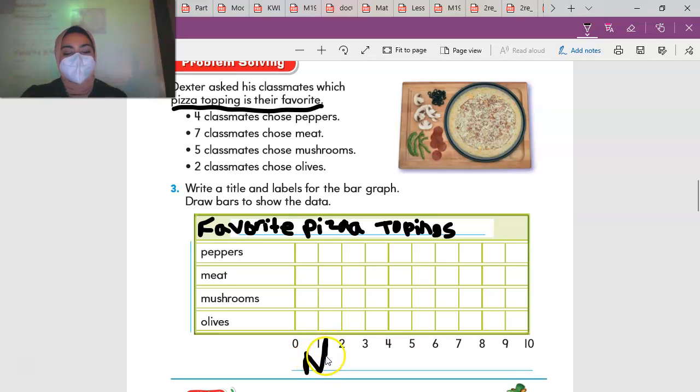The subject is pizza toppings. So it could say number of toppings, number of pizza toppings, whatever. I'm just going to write number of toppings. And then on the side, write toppings.